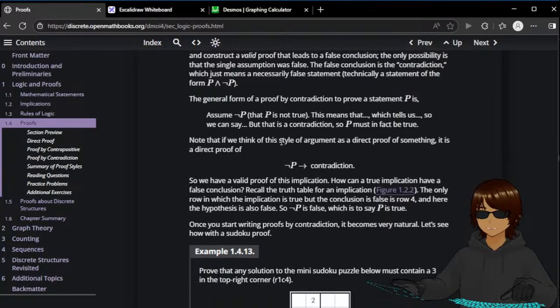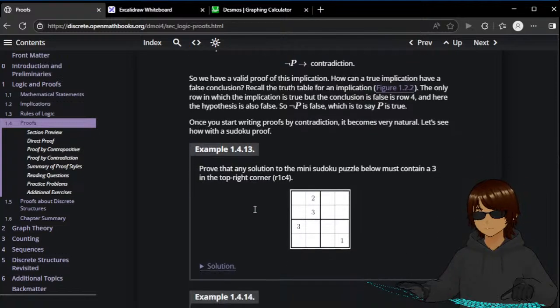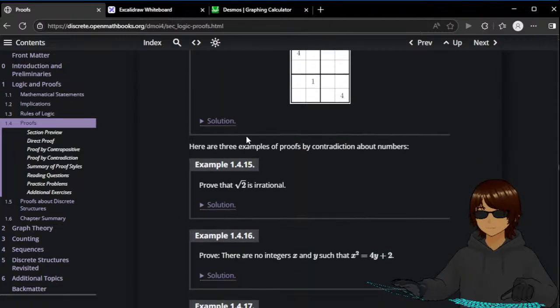Note that if we think of this style of argument as a direct proof of something, it is a direct proof of not P equals contradiction. Once you start writing proofs by contradiction, it becomes very natural.